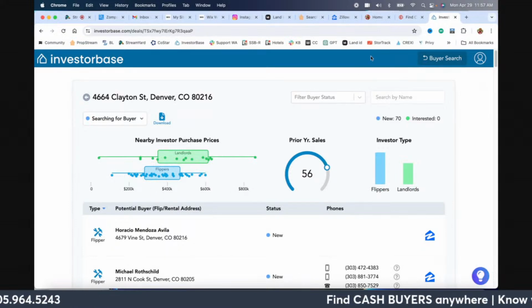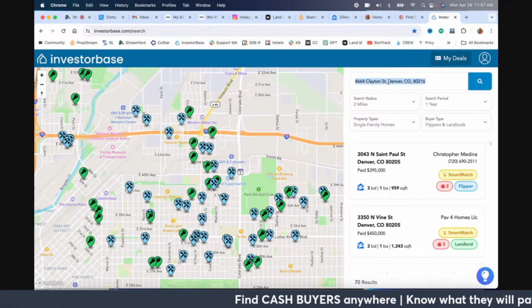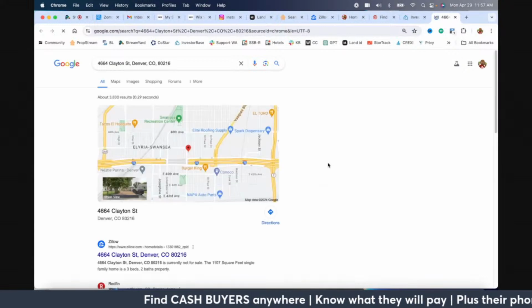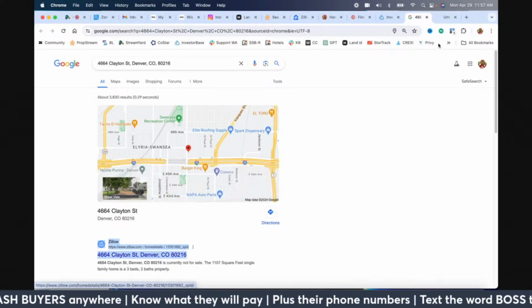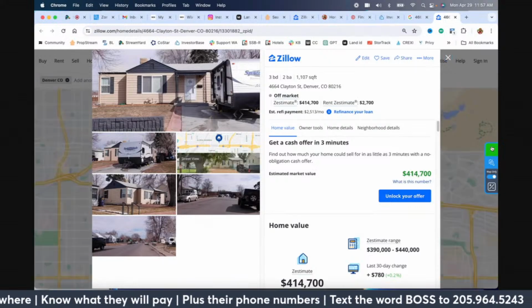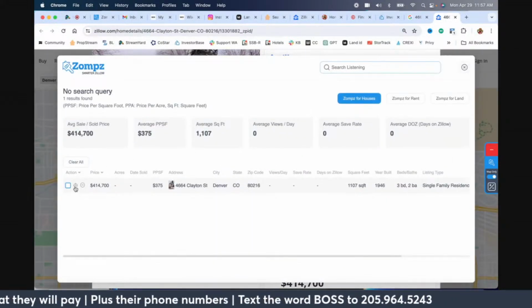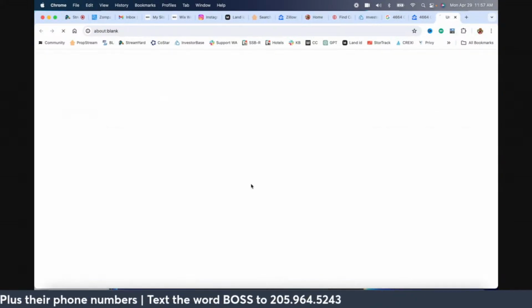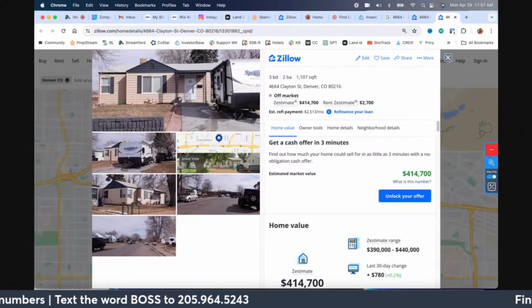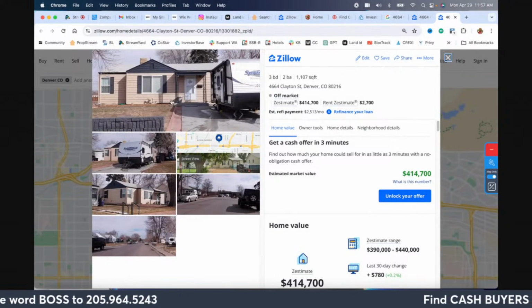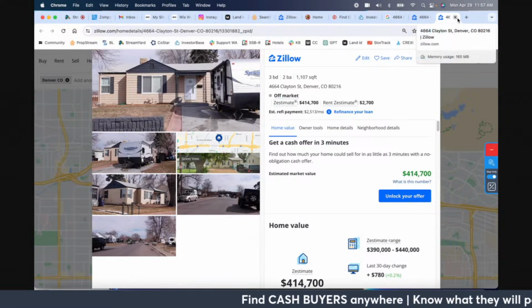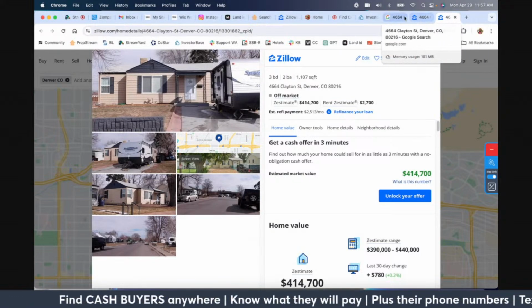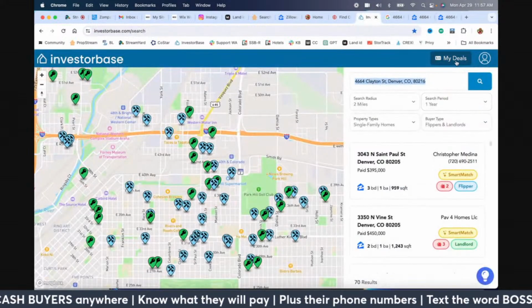So let's look at that actual property. We'll make it the target, and let's look at it again. Looks like it's definitely livable, for sure. Only 1,100 square feet. So let's look at some of these comparisons.